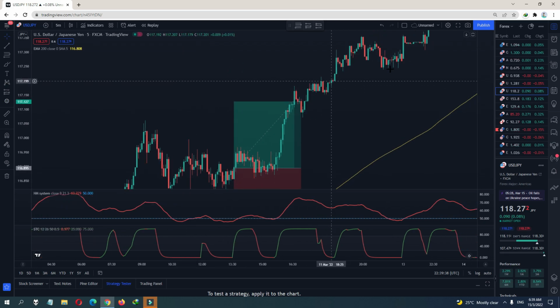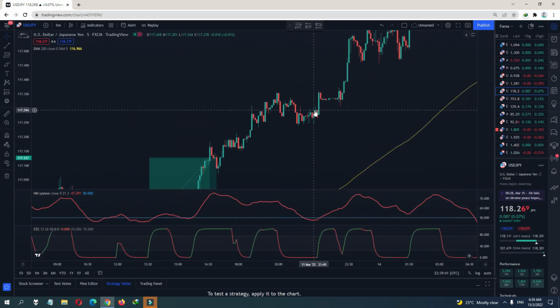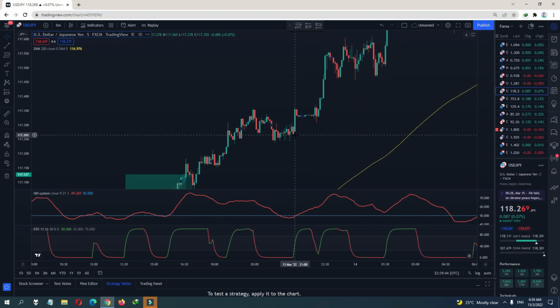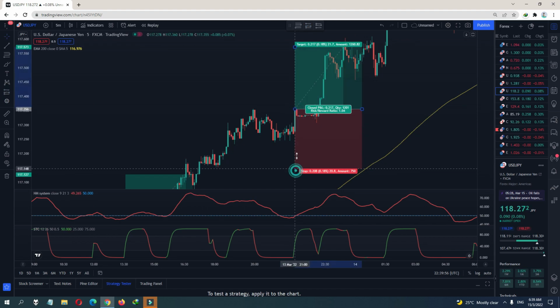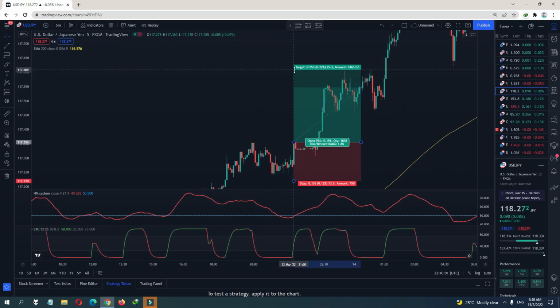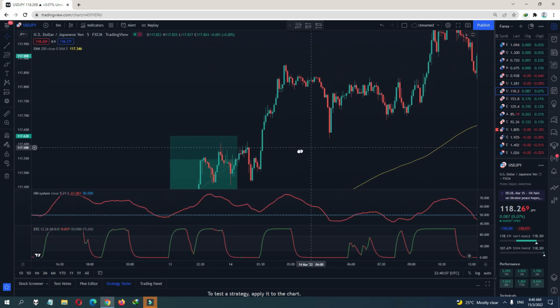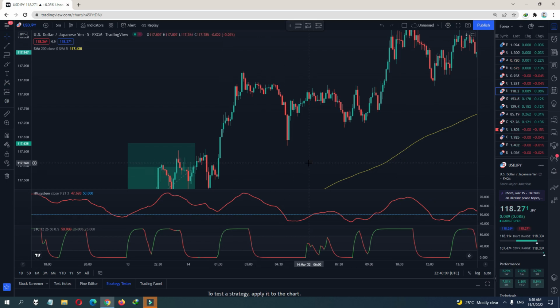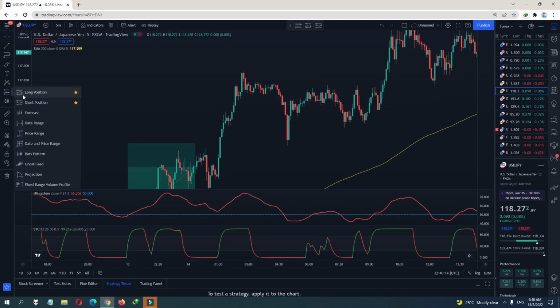Target 1 to 2. Wait for it to go below 50. So here, the number is 49, so it's below 50 here. We buy here. Price is above the 200 EMA. If you have any question, just comment down below. Here, it's below 50, so we can take this.